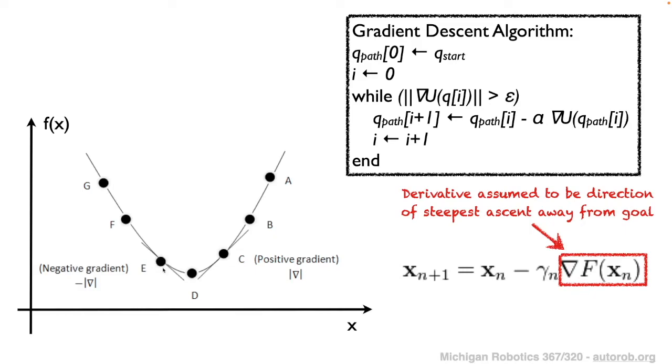Whereas if we're at a point where the gradient is negative, once again, we'll move in the negative direction of that, which will then be correspondingly in the positive direction. So once again, we'll move towards the goal configuration. And so we assume that the derivative is pointing in the direction of steepest ascent away from the goal. So by taking the negative direction of that, we'll be taking a step in the steepest descent towards the goal.